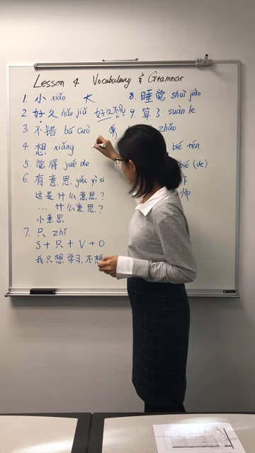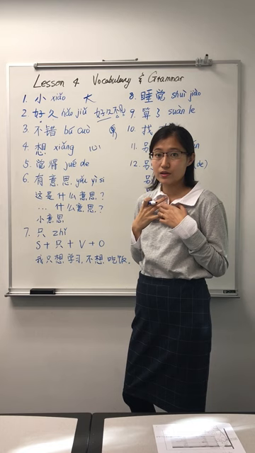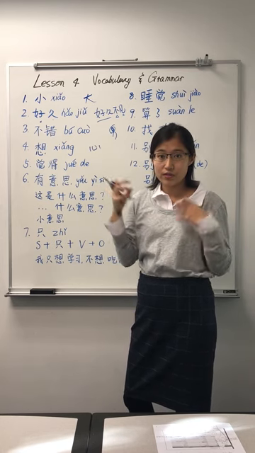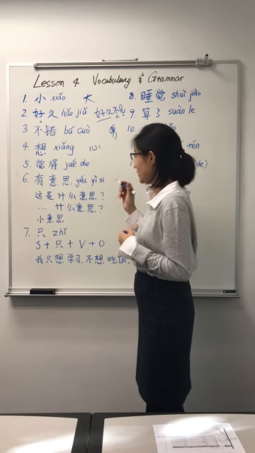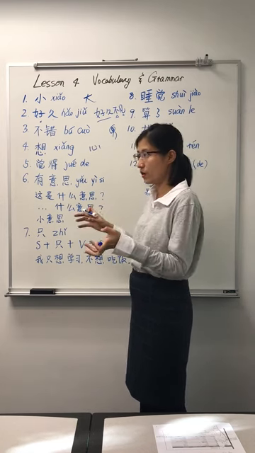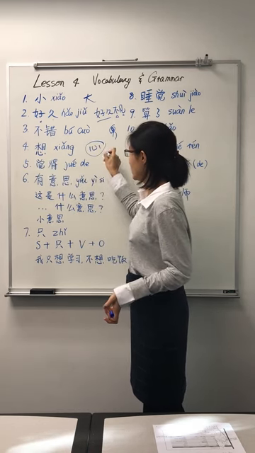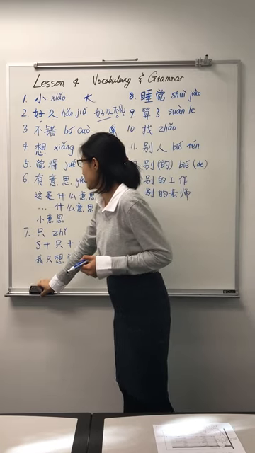想 means think or thought. The down part is 心. That's the heart of a human being. In the old time, Chinese people thought the thoughts and ideas were coming from the heart. So every time you see the idea or thought or think, it has the radical 心. 想 means think or thought.